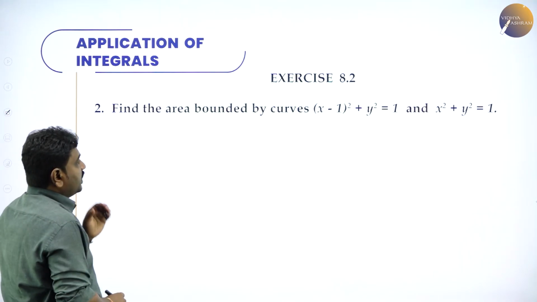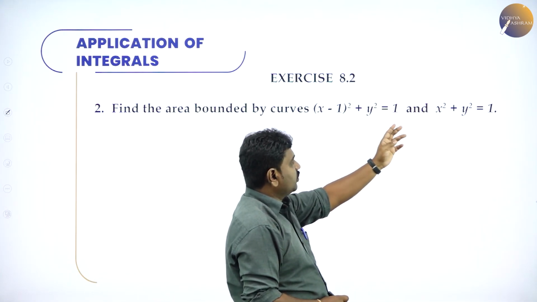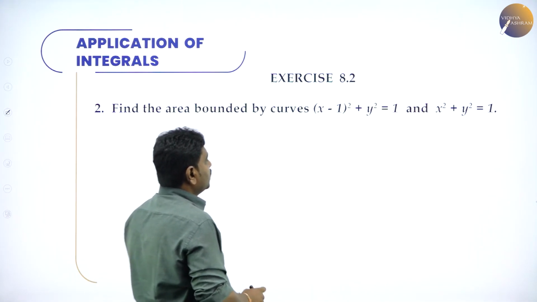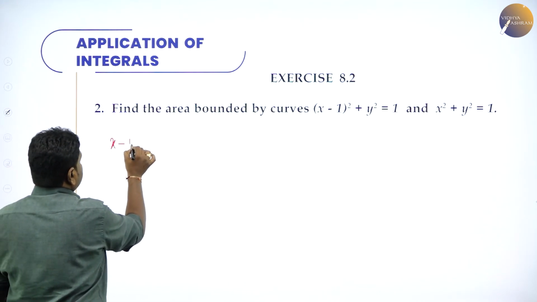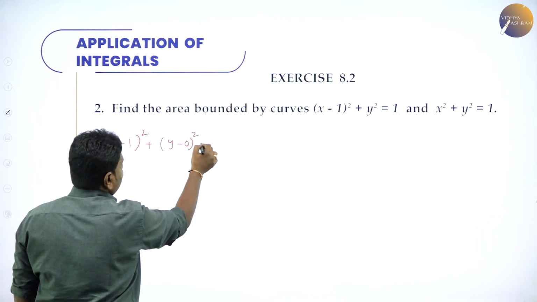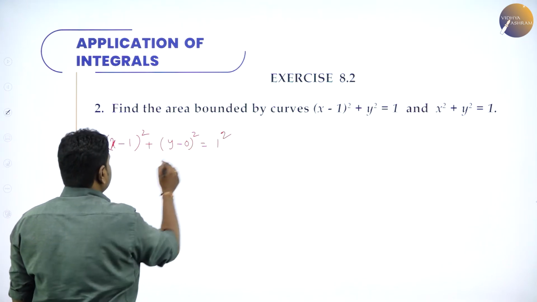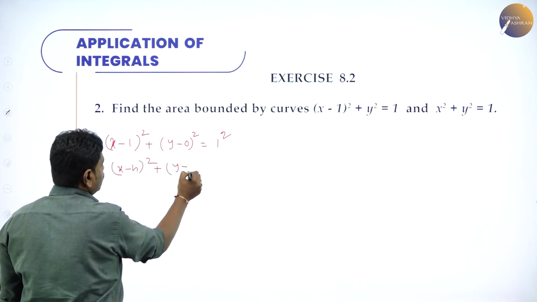So now find the area bounded by the curves x minus 1 the whole square plus y square equal to 1 and x square plus y square equal to 1. So first we will draw the circles. See, x minus 1 the whole square plus, can I write it as y minus 0 the whole square, is equal to 1 square. So now it is in the form of x minus h the whole square plus y minus k the whole square equal to r square.